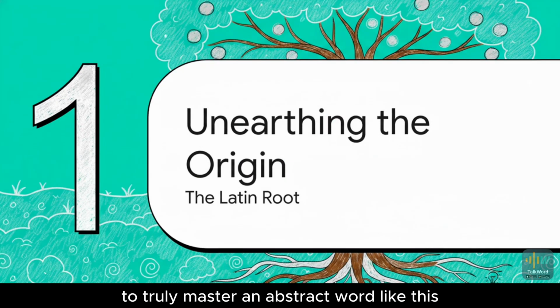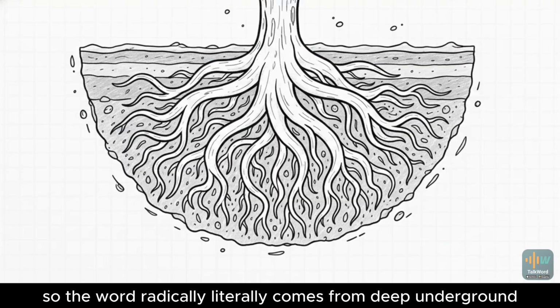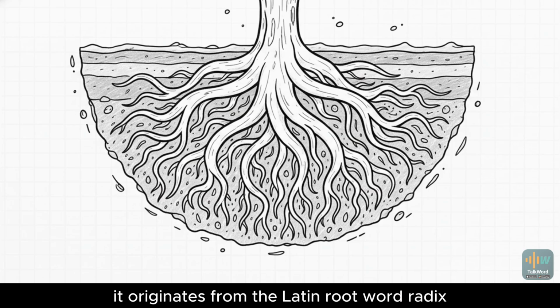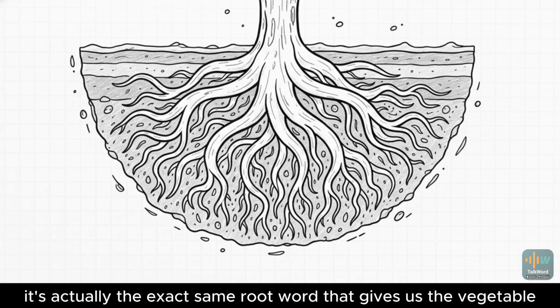Section 1, Unearthing the Origin. To truly master an abstract word like this, we're going to use a root-to-fruit metaphor to really anchor it in your mind. So the word radically literally comes from deep underground. It originates from the Latin root word radix, which translates directly to the root of a plant. And here's a fun fact for you. It's actually the exact same root word that gives us the vegetable radish.